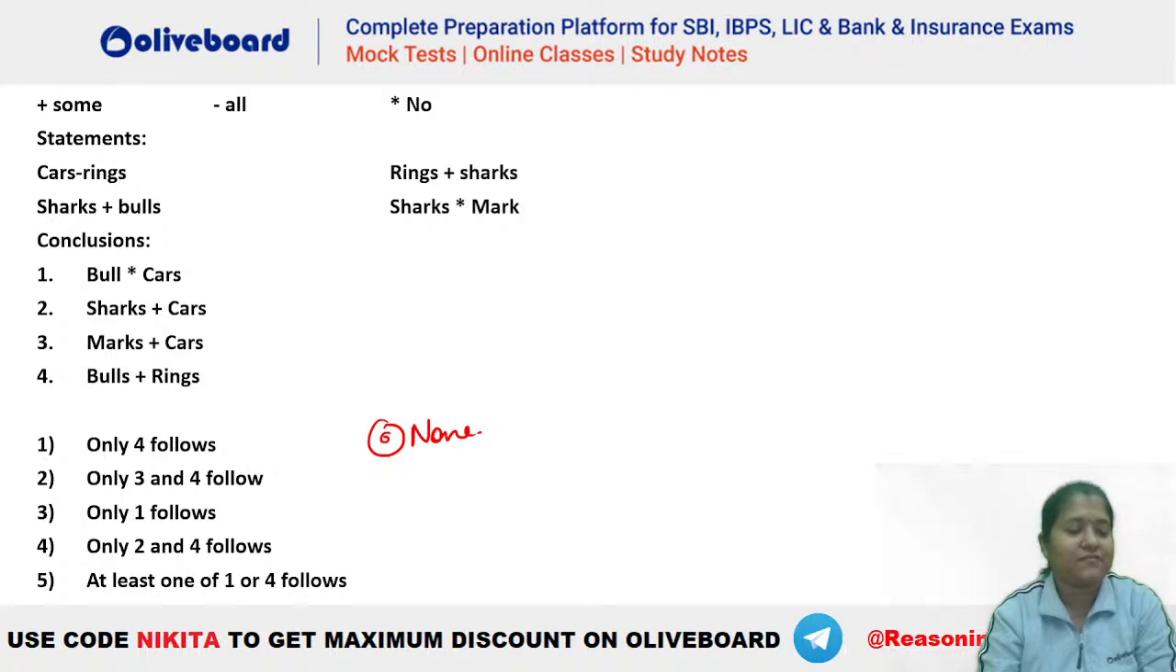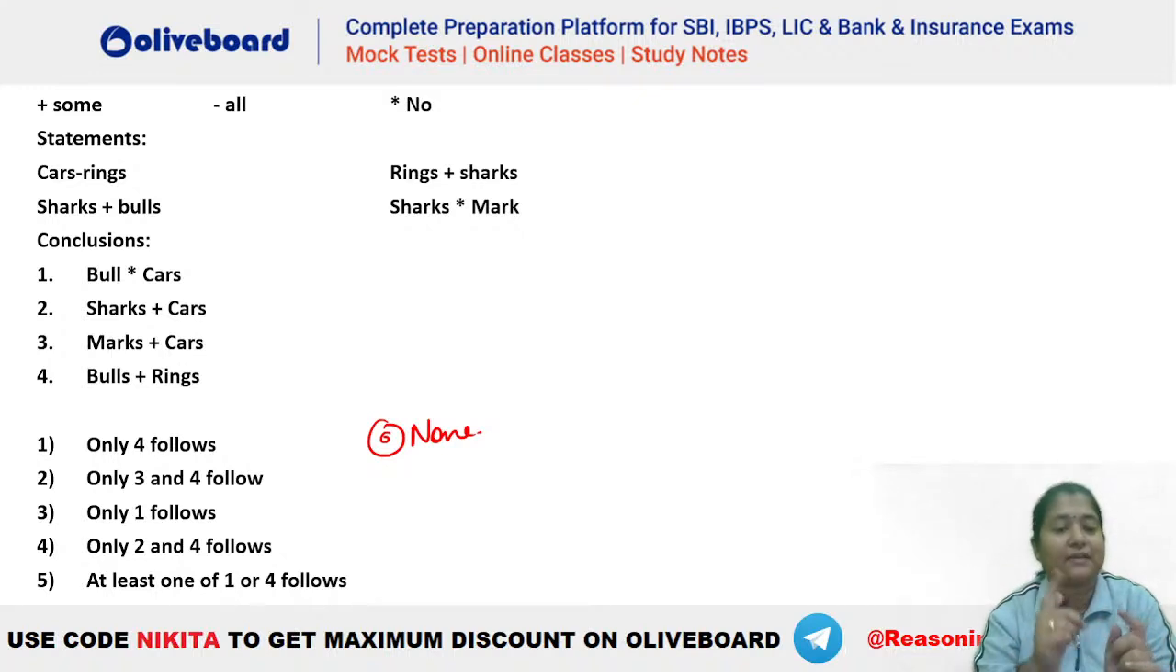Nobody for option number 5? At least one of 1 or 4 follows. The meaning of either or is different. The meaning of option number 5 is different, guys. Option number 5 means at least 1 or 4 follows, which means that both also can follow, right?